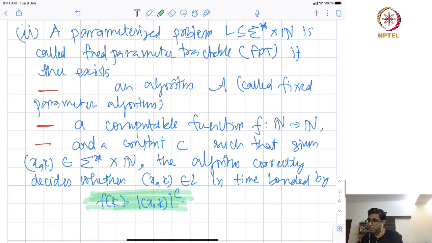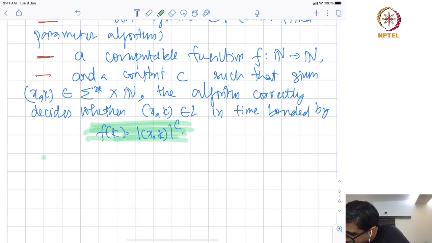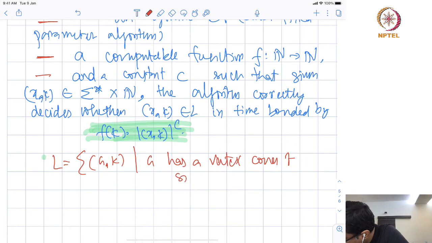So, what is an FPT algorithm? Given a language L, if you have an algorithm A and a computable function f from natural numbers to natural numbers and a constant C, such that if you give this instance (x, k) to algorithm A, then it can decide whether (x, k) belongs to L or not in time f(k) times |(x, k)| to the power C. For example, for vertex cover, we made such an algorithm. We had a computable function which is nothing but 4 to the power k, and our constant was something like 3. The language for vertex cover is (G, k) such that G has a vertex cover of size at most k.